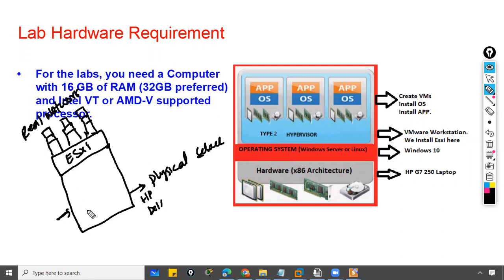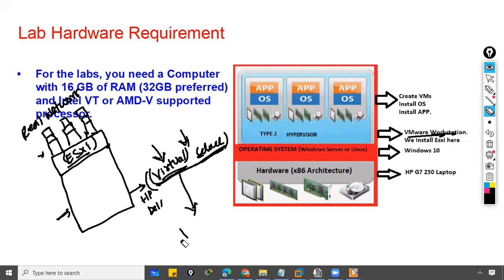So what is the base here? You need the physical server. In our lab, we can't have the physical server. Instead of having the physical server, we will take the virtual server. On the top of this virtual server, we will install ESXi. On the top of this ESXi, the procedure is the same. Instead of having the physical server in our labs, we will create the virtual server. To create this virtual server, we need a software called VMware Workstation.